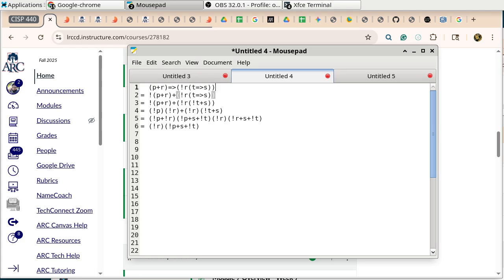So from the first row to the second row, it is the definition of implication. And then once again, this is also just the definition of implication. And then from the third row to the fourth row, it is distribution. So it's basically a FOIL in terms of distribution.